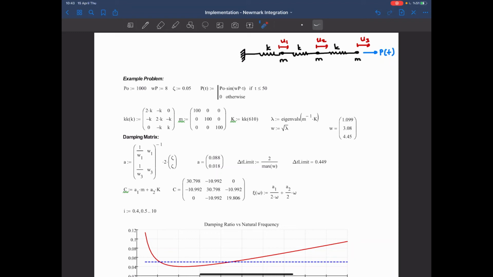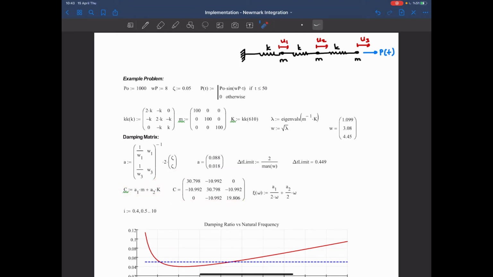Now I will be constructing the damping matrix by using the Rayleigh damping approach, both mass and stiffness proportional. And in order to calculate these 2 coefficients, I will use the first and the third natural frequency, and for both frequencies I want 5% damping. So when I calculate the coefficients, A1 will be equal to 0.088 and A2 is 0.018. So by using that equation, I constructed the damping matrix.